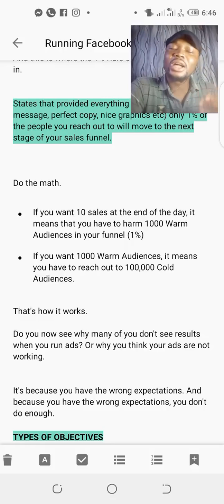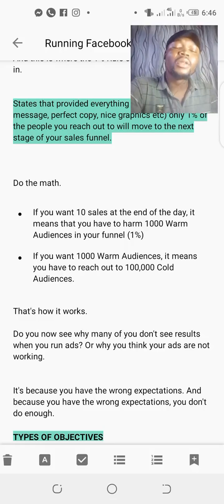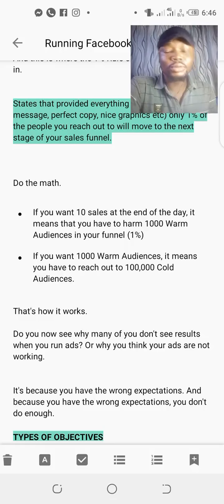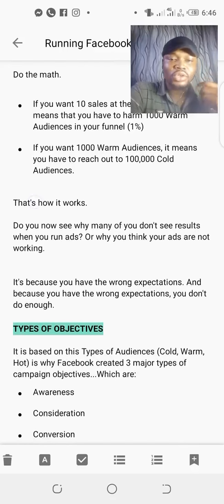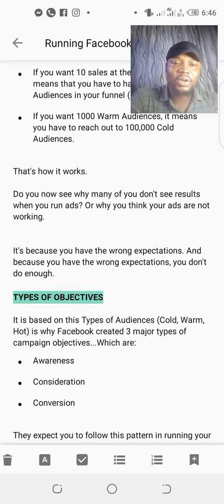This doesn't mean it cannot be more than 1%. Okay, it can be more than 1%, but then on average, it's usually 1%. All right. So, what are the types of objectives?